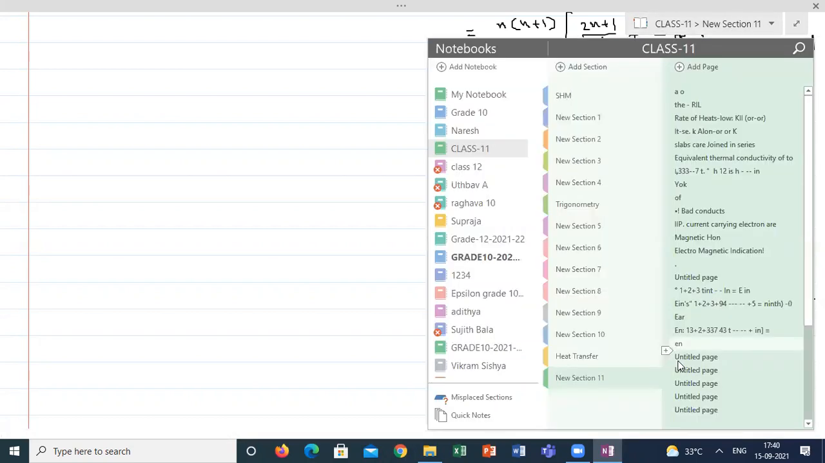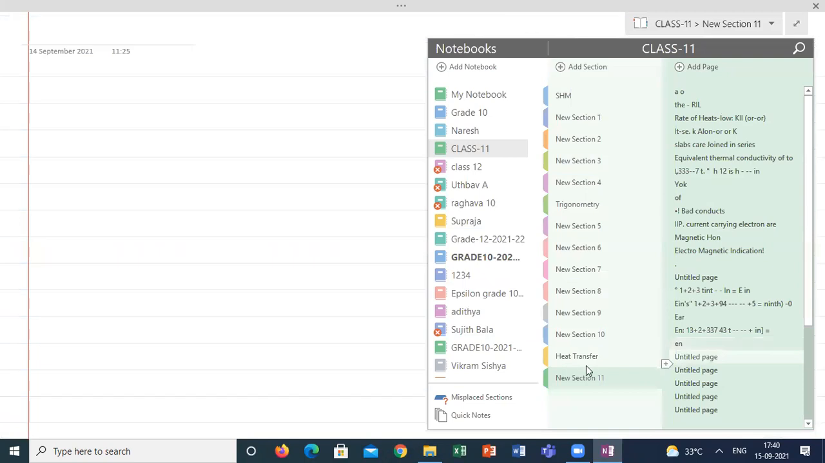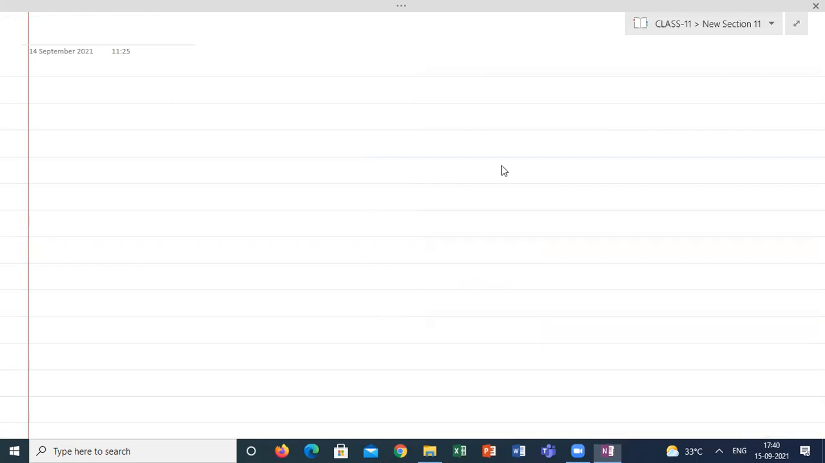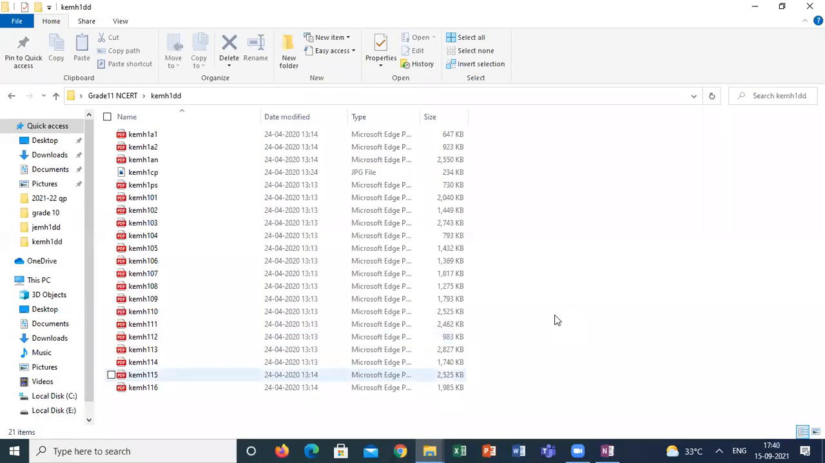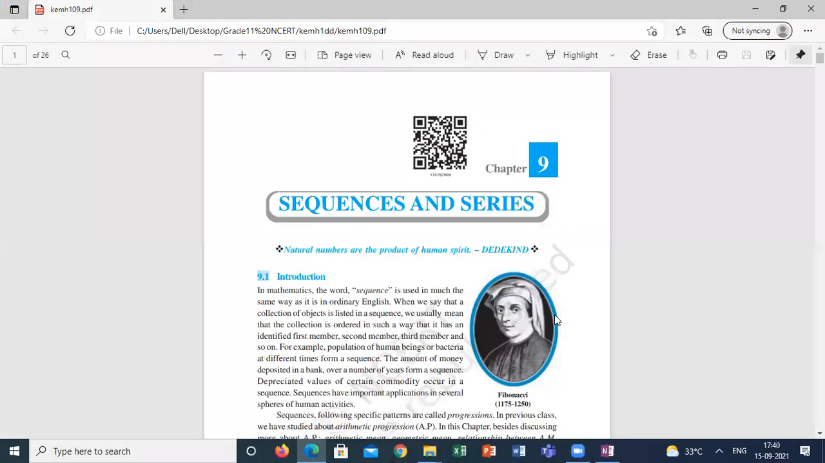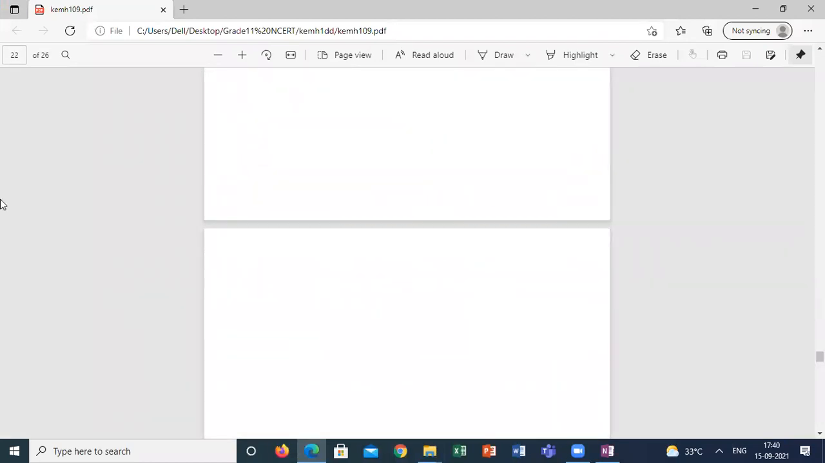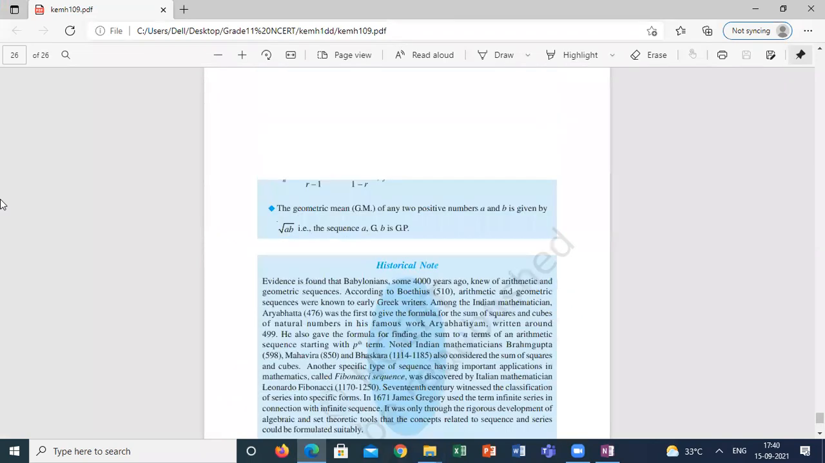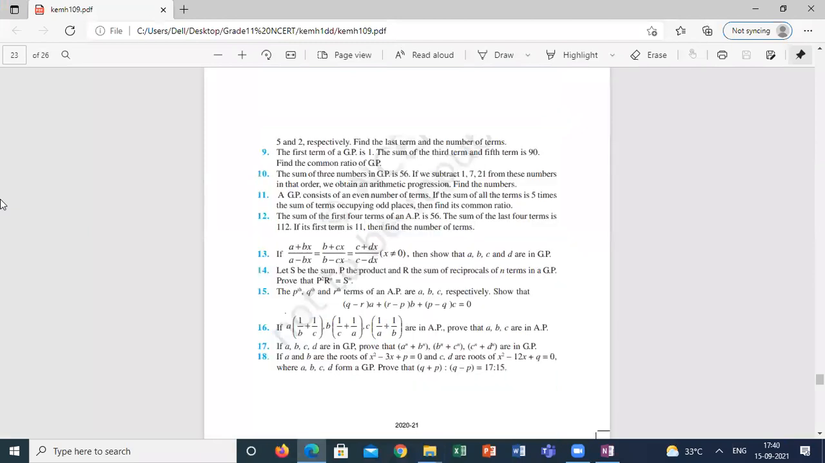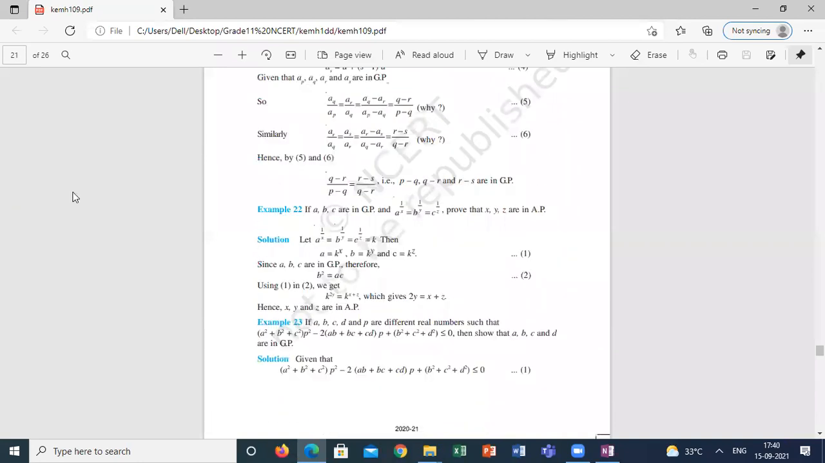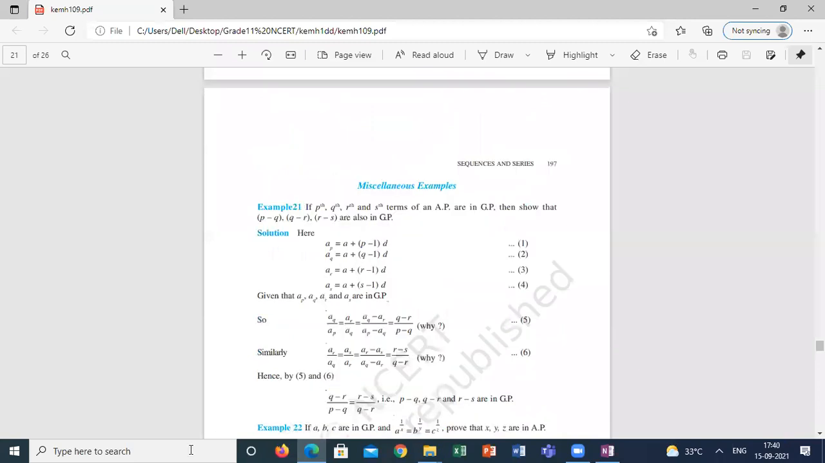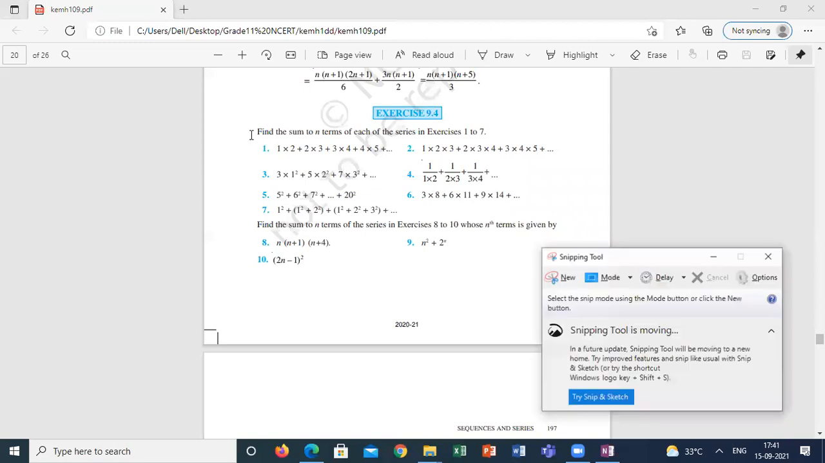Now I'm going to the textbook questions. The solved questions in the textbook are a little bit tough, but the exercise questions are pretty simple. It's not too tough. We'll see a few questions from this.